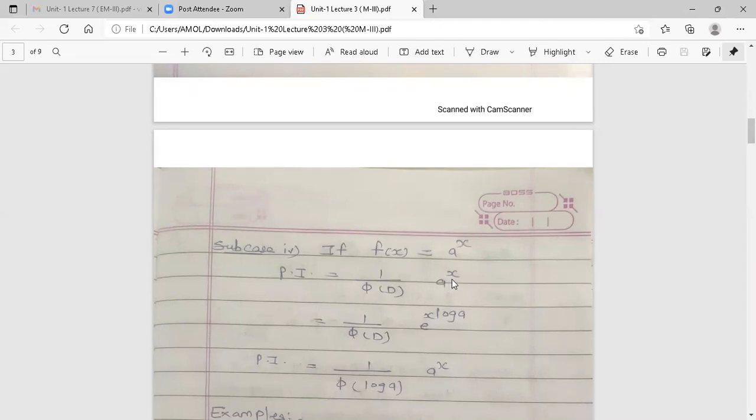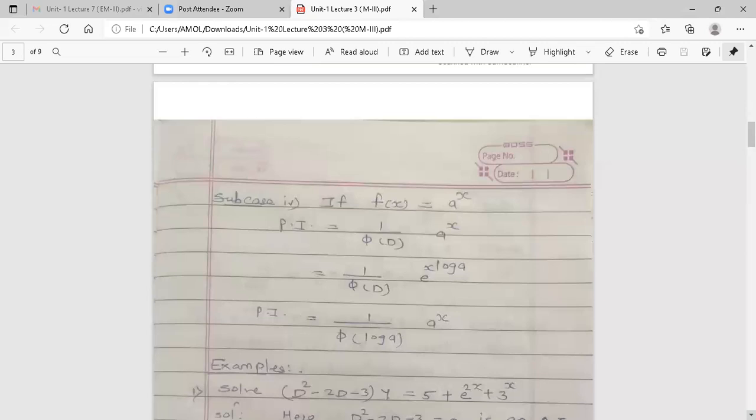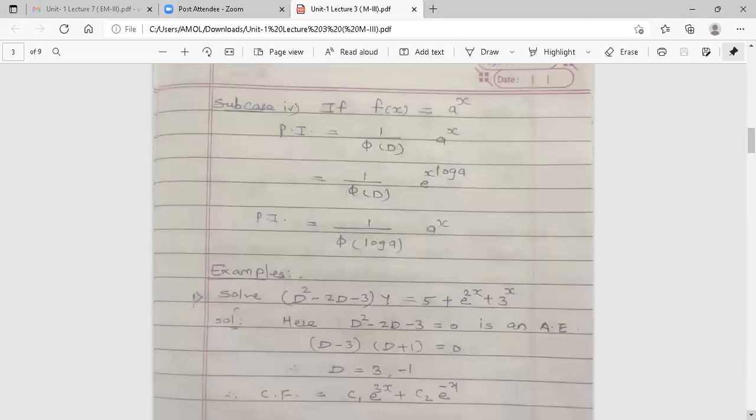Here we can write a raised to x as e raised to x into log of a, because if we write x as a power of a, the term will be e to the power log of a raised to x. Then e and log cancel each other, and so you get your original function a raised to x. So we can write a raised to x as e raised to x into log of a. So this is the case 1 or type 1 result.